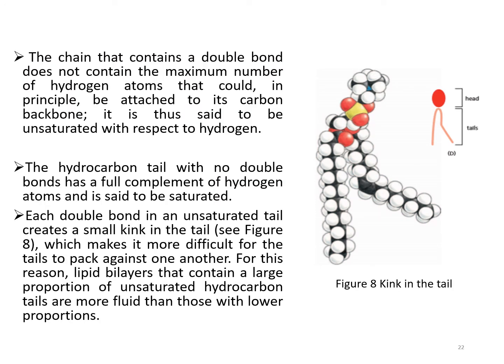The chain that contains a double bond does not contain the maximum number of hydrogen atoms, so it is said to be unsaturated with respect to hydrogen. The hydrocarbon tail with no double bonds has a full complement of hydrogen atoms and is said to be saturated. Each double bond in an unsaturated tail creates a small kink in the tail, meaning they bend, which makes it more difficult for the tails to pack against one another. For this reason, lipid bilayers that contain a large proportion of unsaturated hydrocarbon tails are more fluid than those with lower proportions.